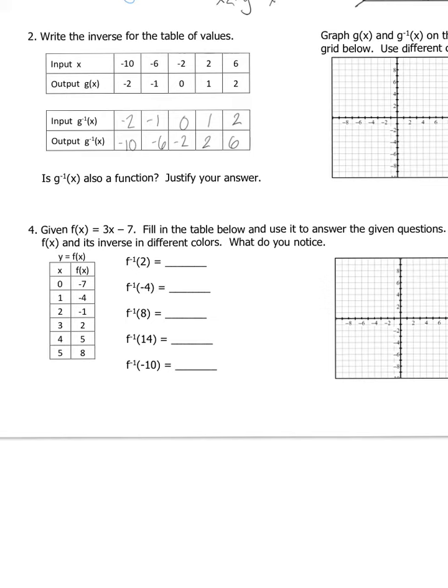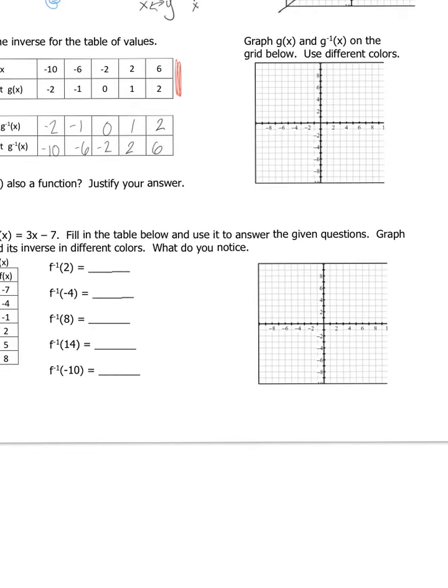I'm going to graph the original in red. So remember, these are x, y points. So like (-10, -2), (-6, -1), (-2, 0), (2, 1), and (6, 2). If I went -10 and -2, it would be right here. (-6, -1) would be here. (-2, 0). (2, 1). And (6, 2). So it's kind of like that.